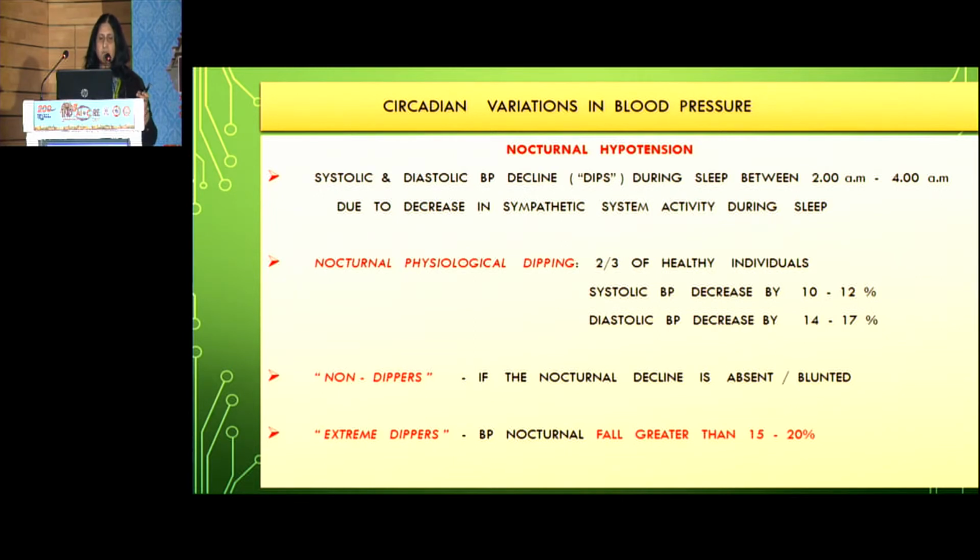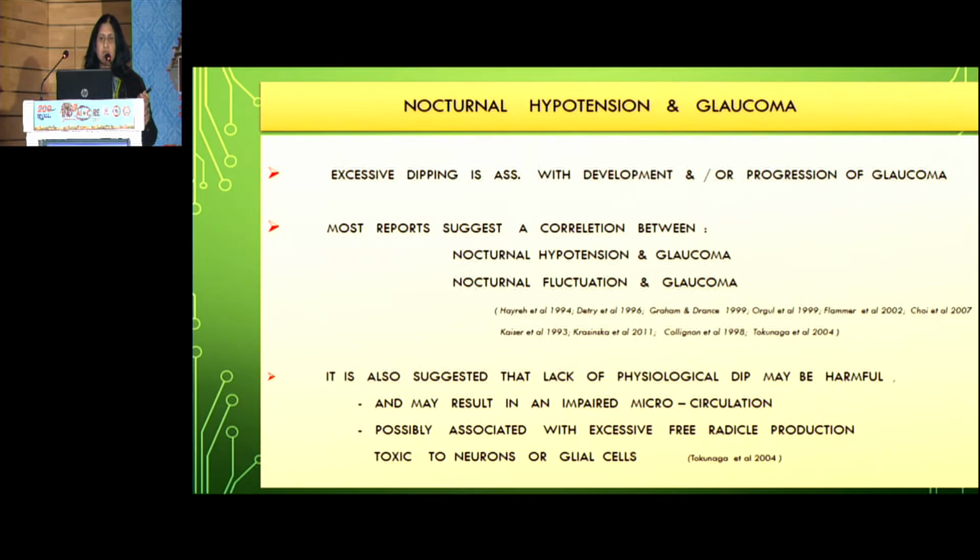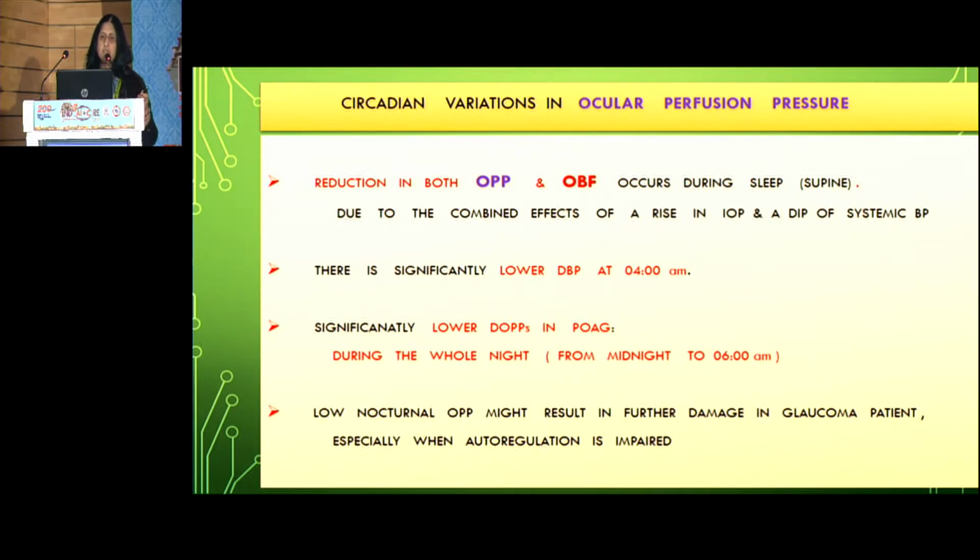We can classify them as non-dippers if nocturnal decline is absent or blunted, and extreme dippers if the fall is greater than 15 to 20%. Excessive dipping is associated with development and progression of glaucoma. It is also suggested that lack of physiological dip may be harmful and may result in impaired microcirculation associated with excessive free radical production, toxic to neurons or glial cells. Now, reduction in both OPP and ocular blood flow occurs during sleep due to the combined effect of rise in intraocular pressure and dip of systemic blood pressure.